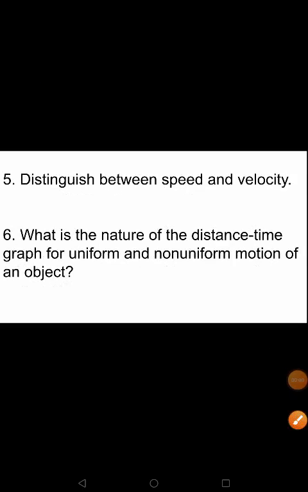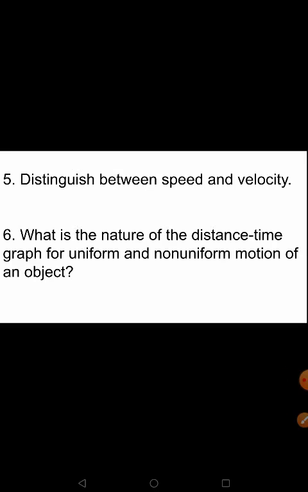Question. Distinguish between speed and velocity. See, speed of a body is the distance travelled by it per unit time. So distance travelled by a body in unit time is what is called your speed. Velocity of a body is the distance travelled by it per unit time in a given direction, because speed in a particular direction is called velocity. So this is your first point.